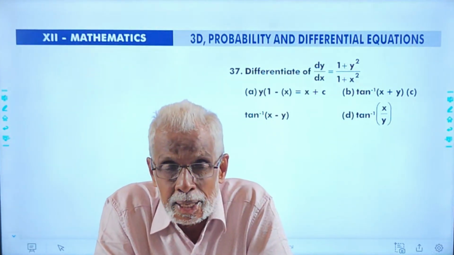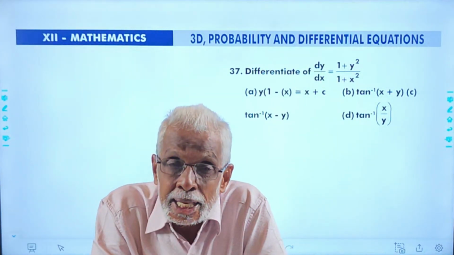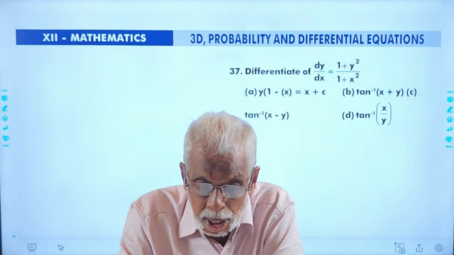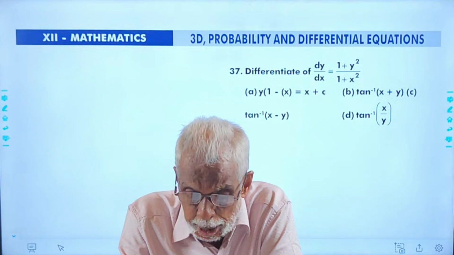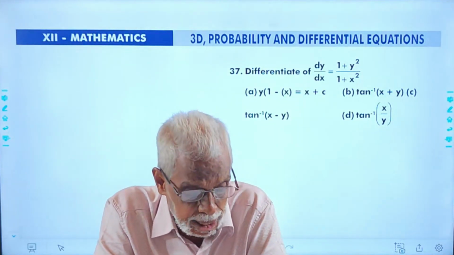Like terms should be written together. So tan inverse y is equal to tan inverse of x plus c by 1 minus cx, or y is equal to x plus c by 1 minus cx. The correct choice is CA.